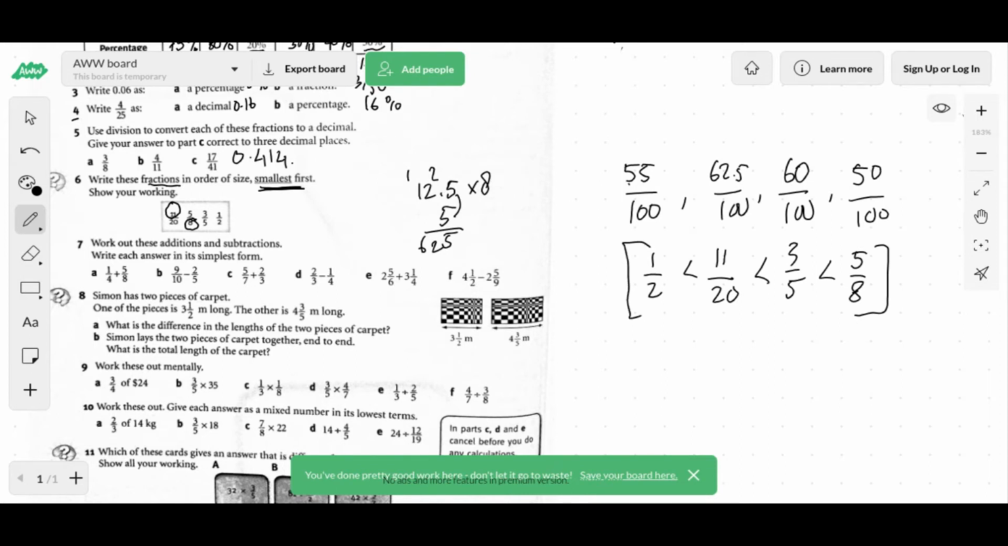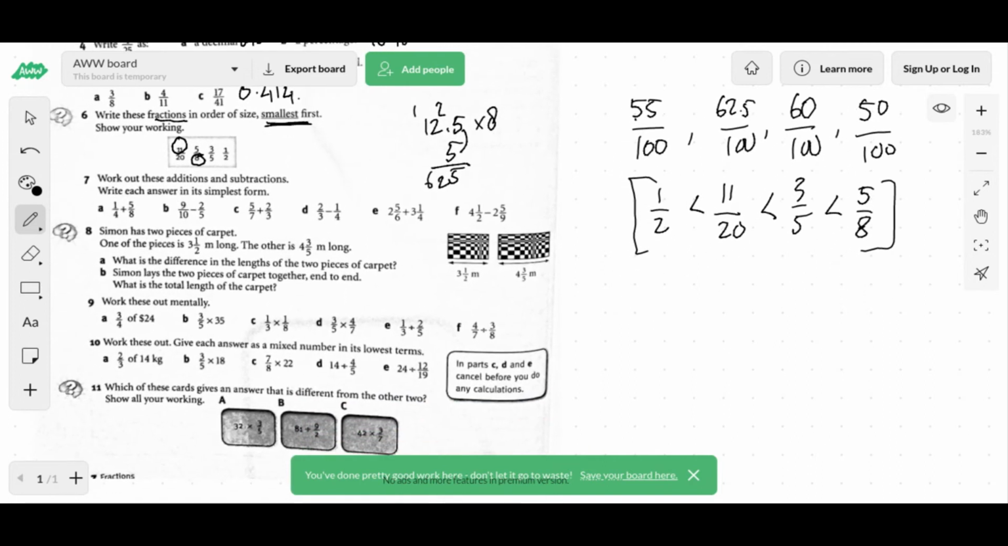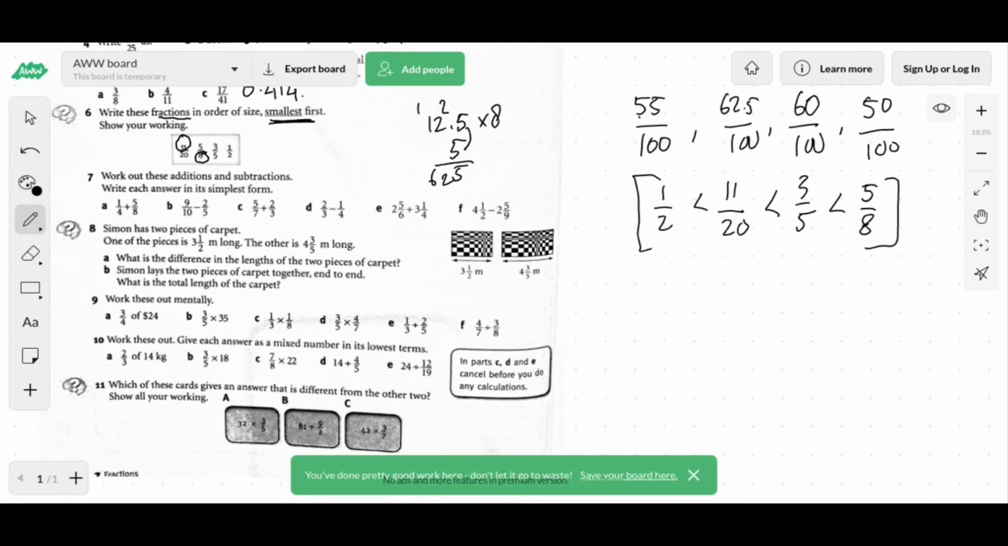And we come to fraction addition and subtraction. So please remember that some students still make this mistake, okay? Please avoid this one.